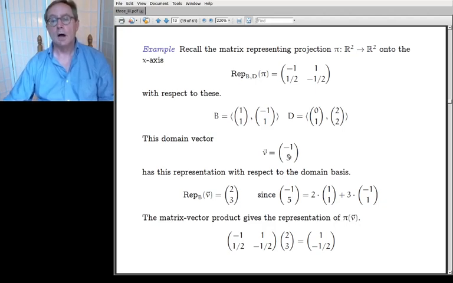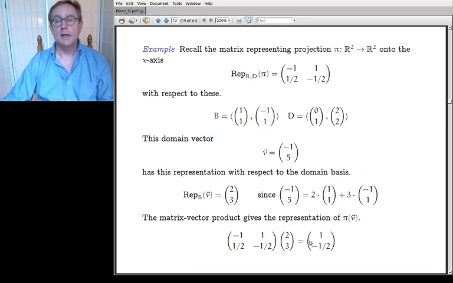Okay, and so now I have to represent v with respect to the domain basis. That's the domain basis. It looks a lot like the one we did on the check-in. Anyway, you represent minus 1, 5 with respect to the domain basis, and it turns out to be a 2 and a 3. And then you just combine to get minus 1 times 2, 1 times 3 gives you the 1. 1 half times 2 minus 1 half times 3 gives you the minus 1 half.